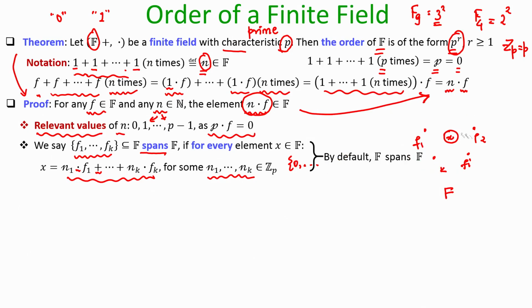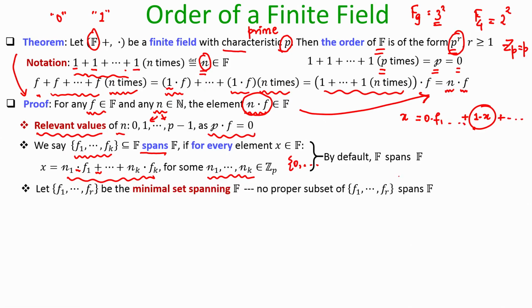So, it is easy to see that a trivial span of the field is the entire field itself. You take any element x from the field, that can always be represented as 1 times x plus all other elements from the field being multiplied with 0. So, 0 times the first element and so on. That is why the entire field is of course a span of itself.